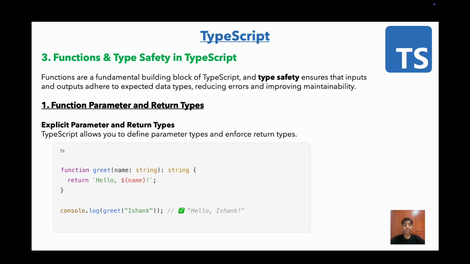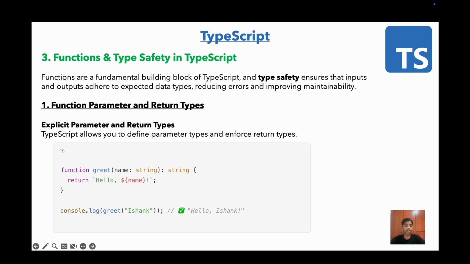Alright, so now we're going to start with our third module, which is about functions and type safety in TypeScript. Functions are fundamental blocks of TypeScript, and type safety ensures that inputs and outputs adhere to expected data types, reducing errors and improving maintainability. So first, function parameters and return types. So now, explicit parameters and return types. TypeScript allows you to define parameter types and enforce return types.